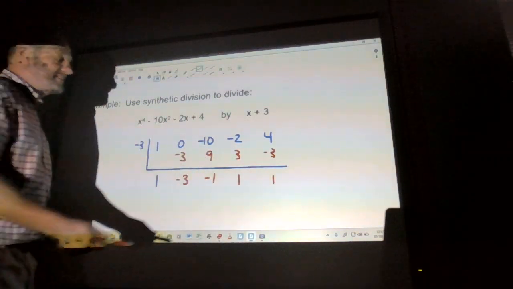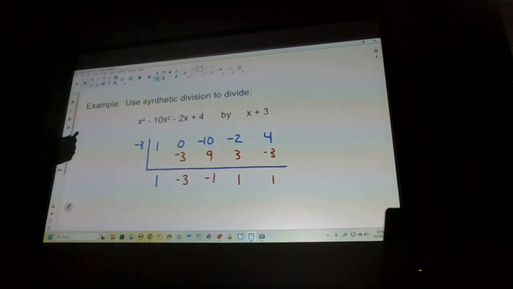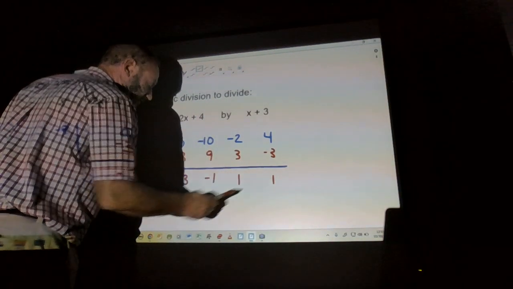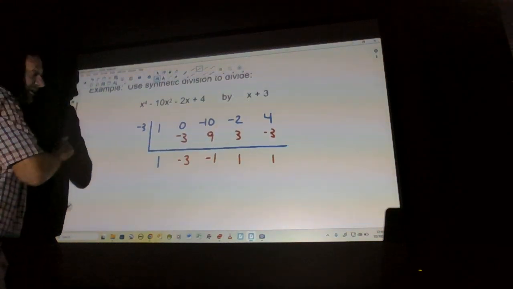Now, if I get a 0 at the end, that means it divides evenly. In this case, this has a remainder. So, what does this mean? What does this jumbled bunch of numbers mean here?